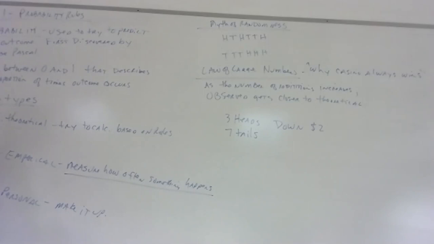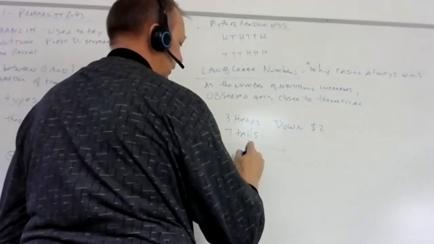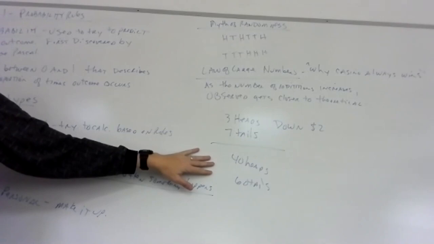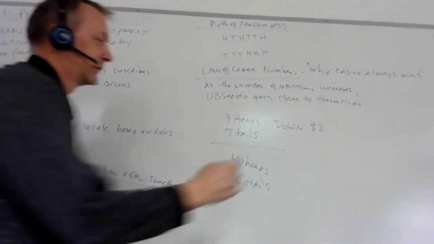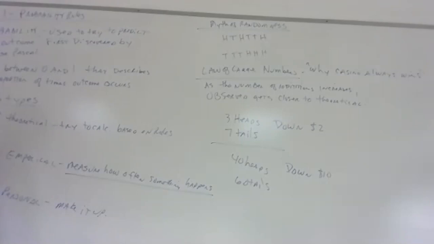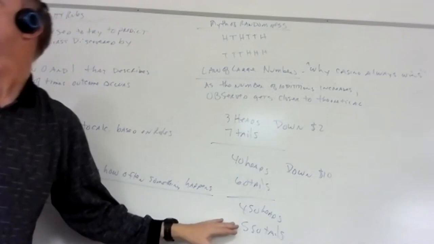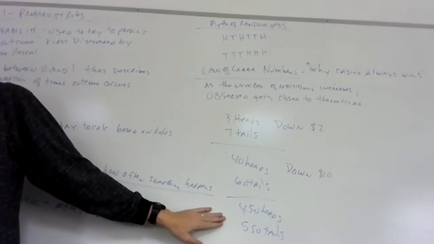Okay, so we do this 100 times. It comes up 40 heads and 60 tails. Odds have improved, right? We've improved from 30% heads to 40% heads. How much are you down? You're now down $10. Okay, we're doing this 1,000 times. It comes up 450 heads, 550 tails. Odds have improved, right? We've gone from 30% to 40% to 45%. How much are you down? You're now down $50.